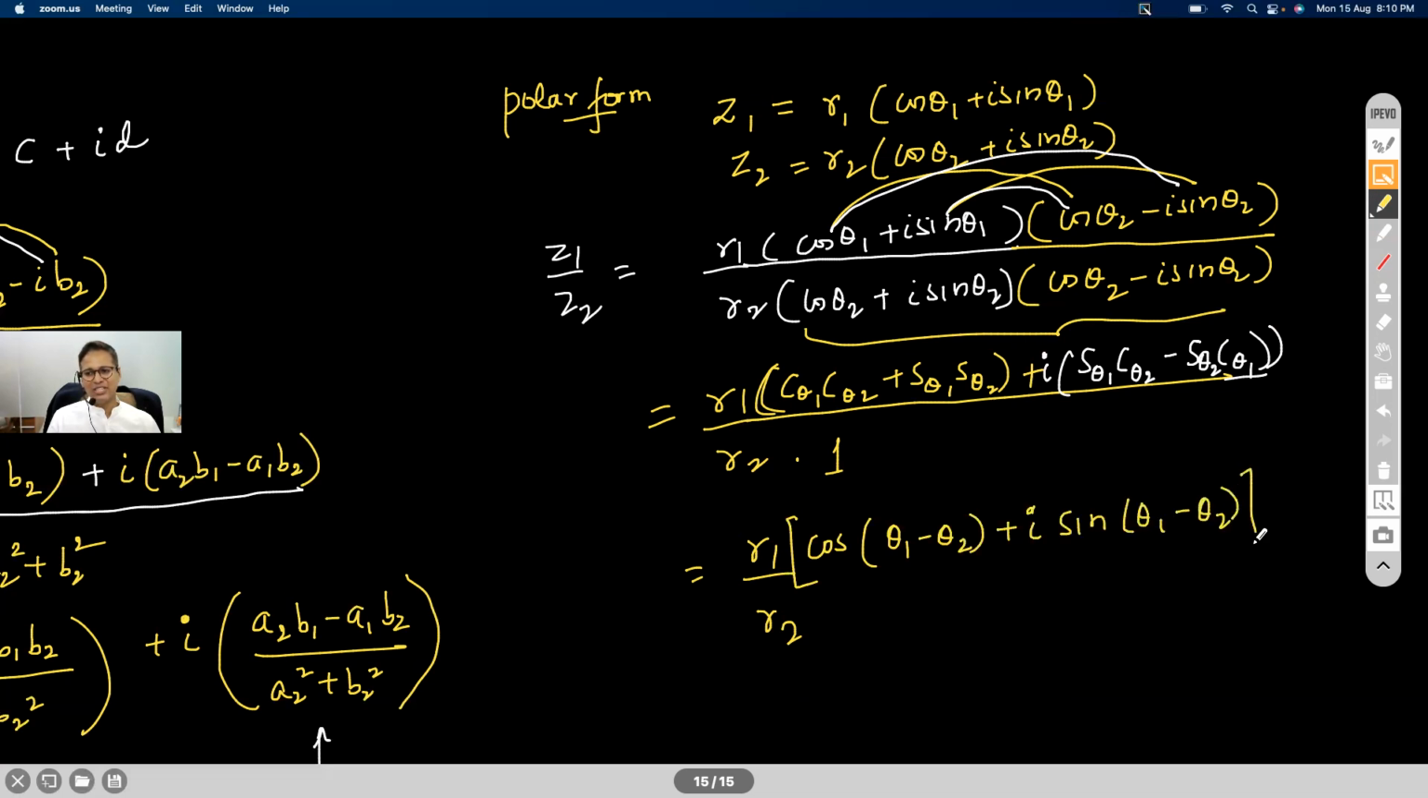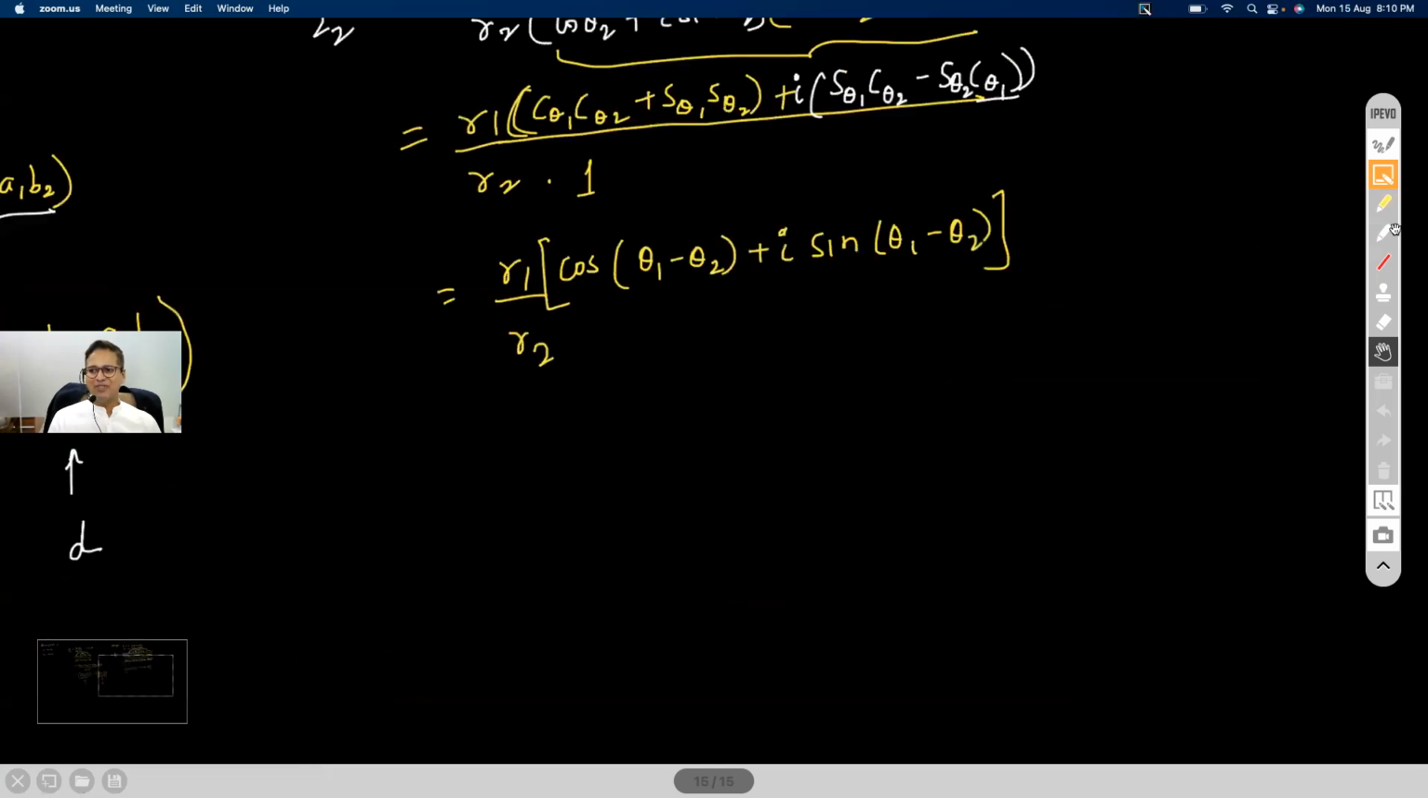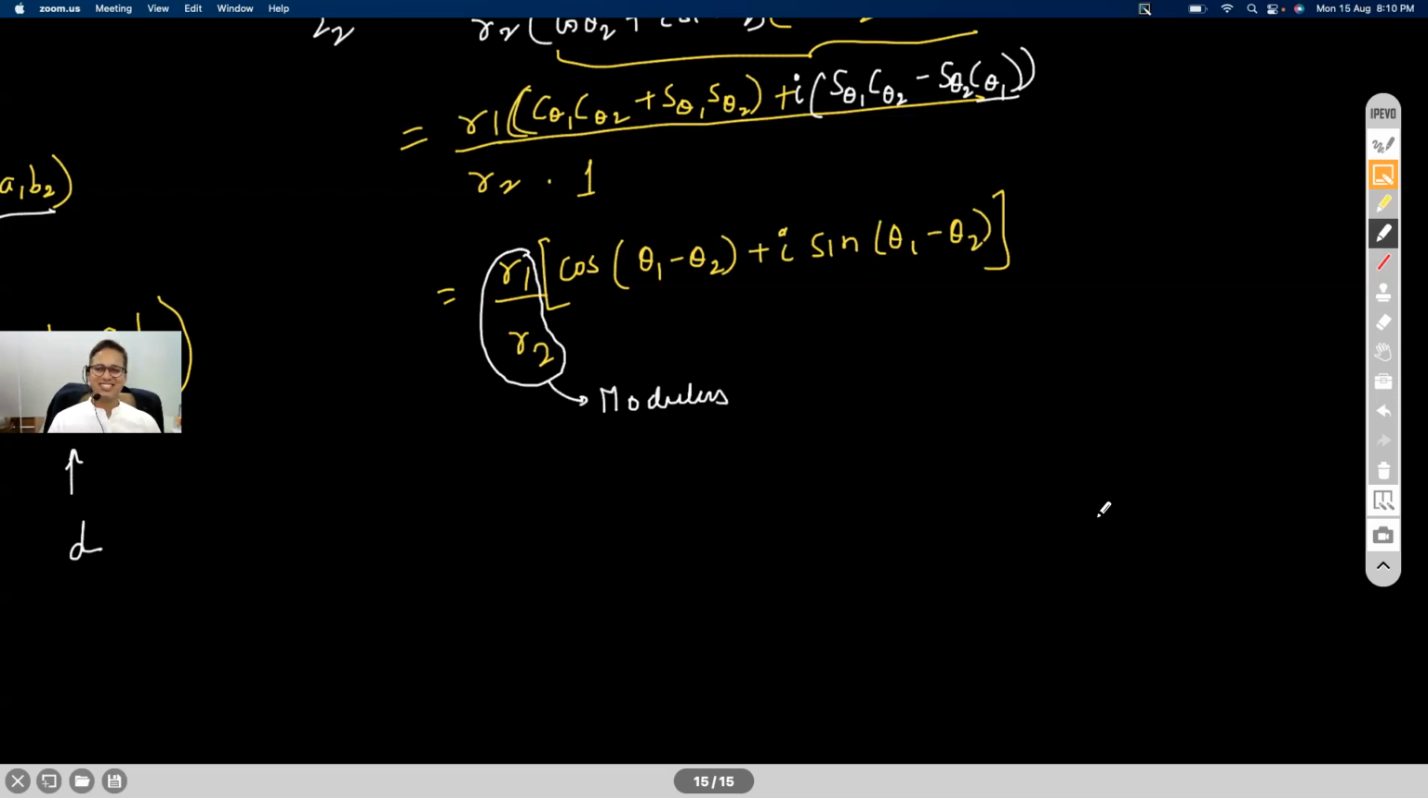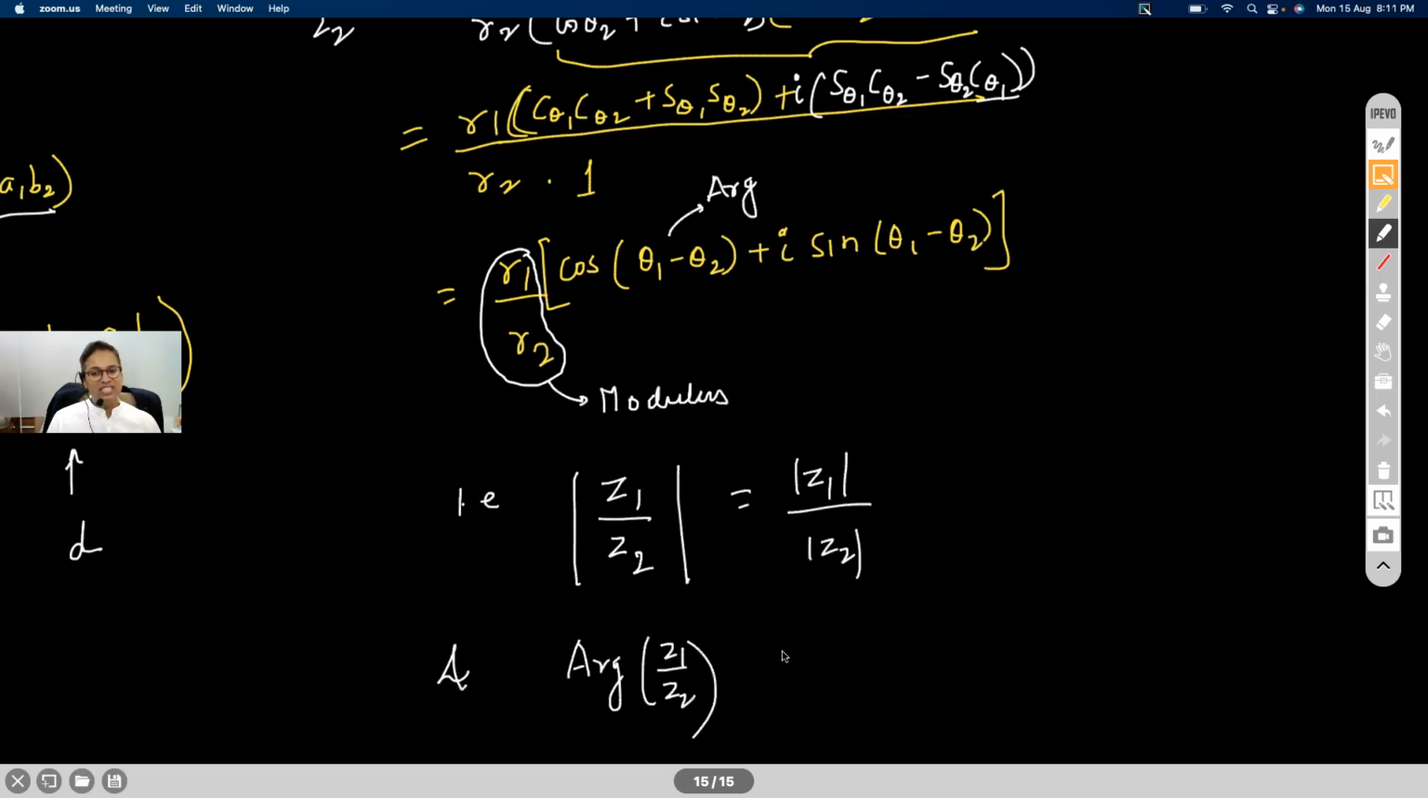What does it actually tell you? It tells you that when you divide one complex number by the other, the modulus is the ratio of the moduli, and the argument is the difference of the arguments. Got it? So basically, if you divide one complex number by the other, its modulus is the ratio of the moduli, and the argument of z1 by z2 is the difference of the arguments of z1 and z2. That is, arg z1 minus arg z2.